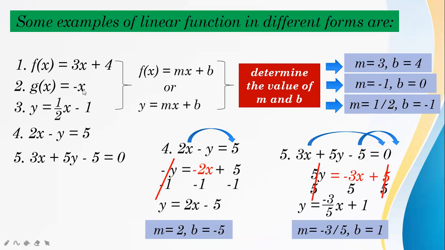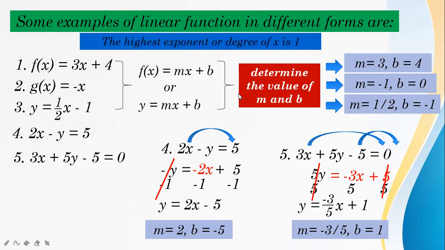So these are examples of linear function in different forms. The highest exponent, or degree, of x is 1. So take note that when the highest exponent, or degree of x, is 1, they call it a linear function.